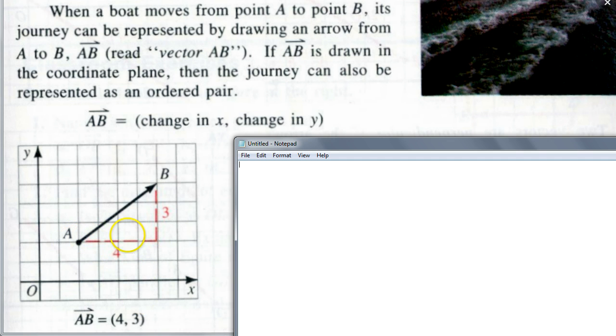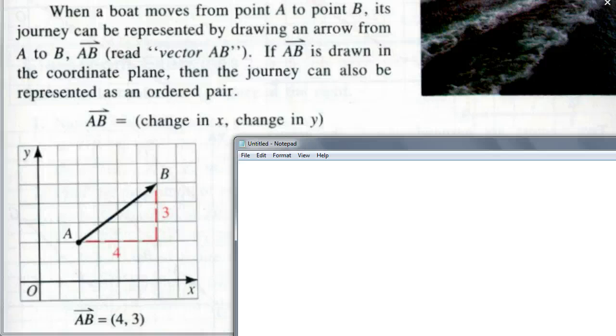change in x. By the way, have we talked about change in x and change in y before? In slope, right? So it's actually the same exact way of calculating the slope. It's just you're writing them in a different order, really, right? Because slope, you'd write change in y over change in x as a ratio, right? Here, you're just writing it as an ordered pair: change in x, comma, change in y. You see that? So that's why this vector AB is written, in terms of ordered pair, as 4, 3.